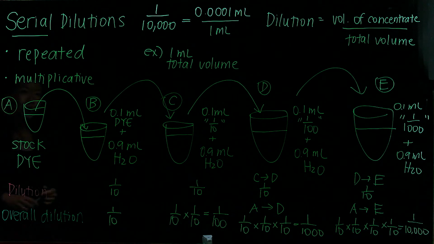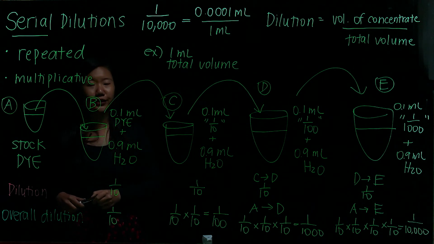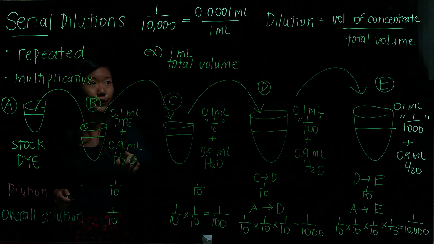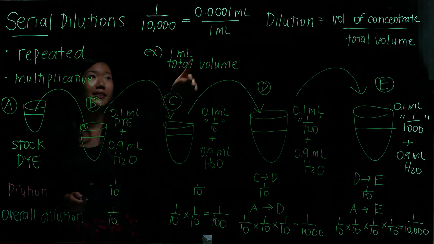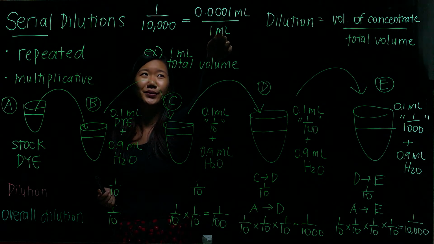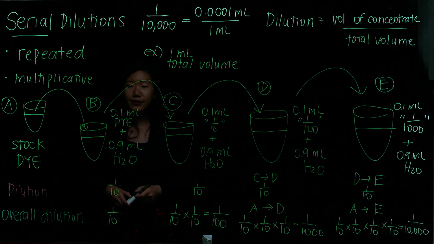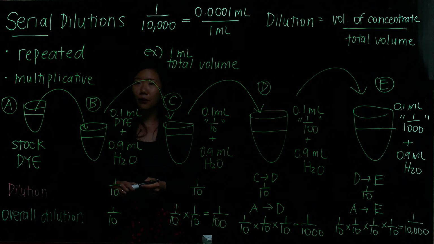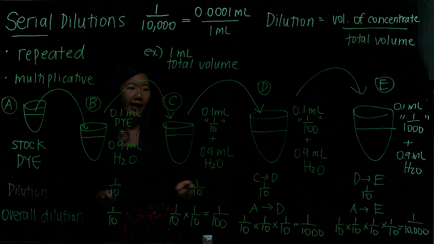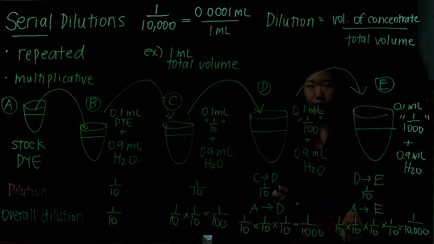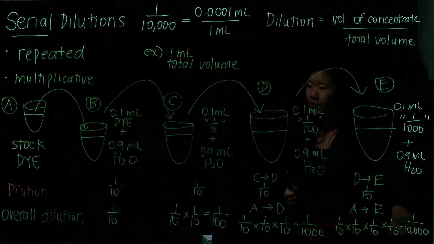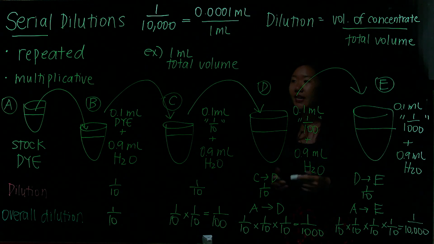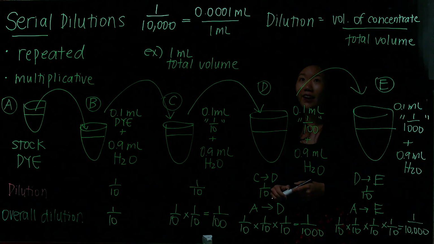The advantage of this strategy is that it is much easier to pipette volumes of 0.1 milliliter or 0.9 milliliter as opposed to 0.0001 milliliters. So this is an example of using serial dilutions to make a 1 to 10,000 dilution, knowing that the individual dilutions are multiplicative to provide the overall dilution. And so you might want to consider examples of how you might make other dilutions.